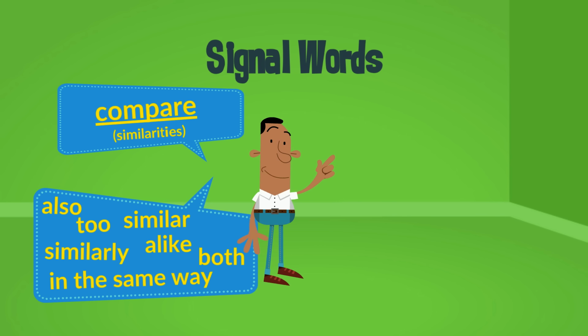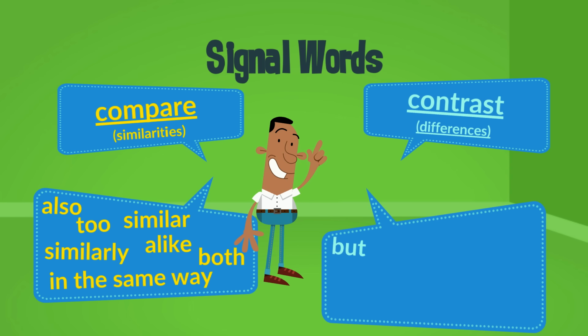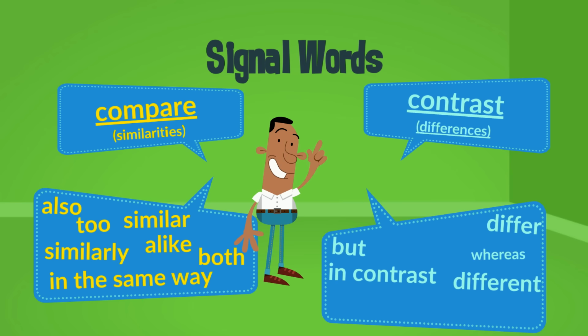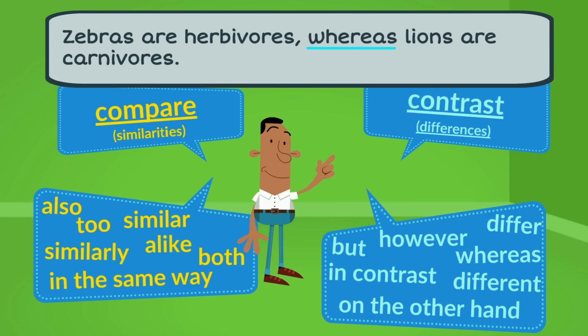These words or phrases are used to contrast, that is, to highlight differences. But, different, differ, in contrast, whereas, on the other hand, however. For example, zebras are herbivores, whereas lions are carnivores.